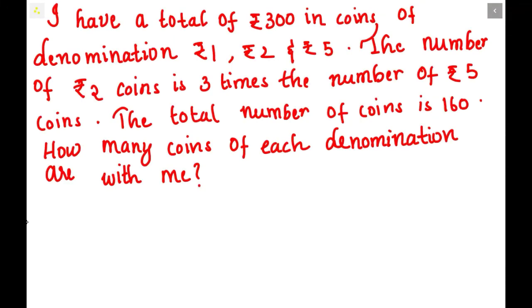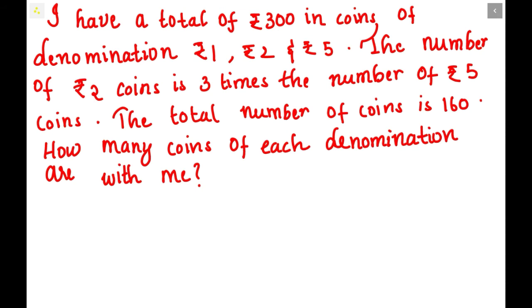In this video, let us solve a new problem. I have a total of rupees 300 in coins of denomination rupees 1, rupees 2 and rupees 5. The number of 2 rupees coins is 3 times the number of rupees 5 coins. The total number of coins is 160. How many coins of each denomination are with me?